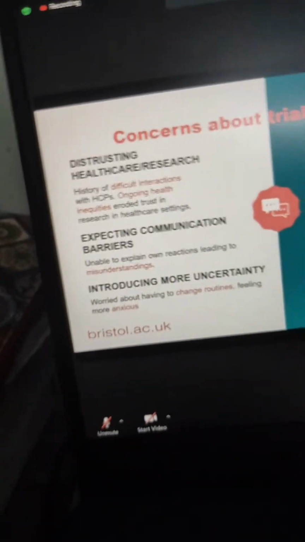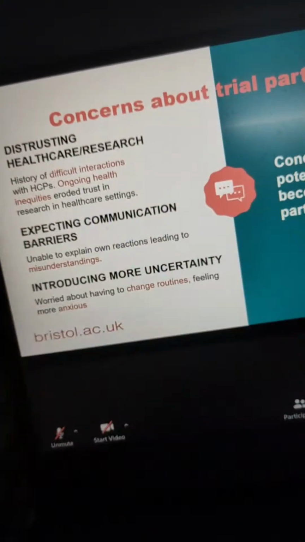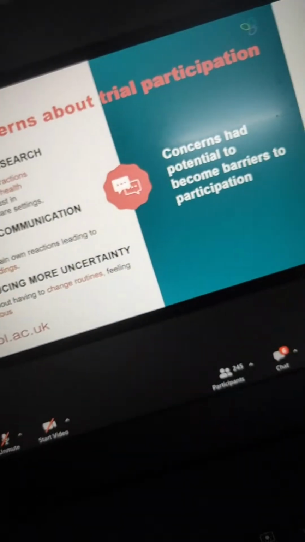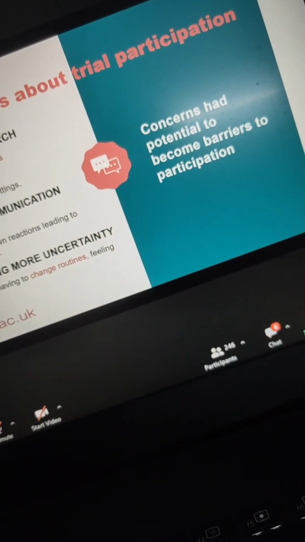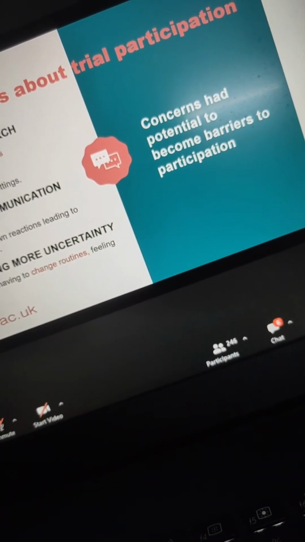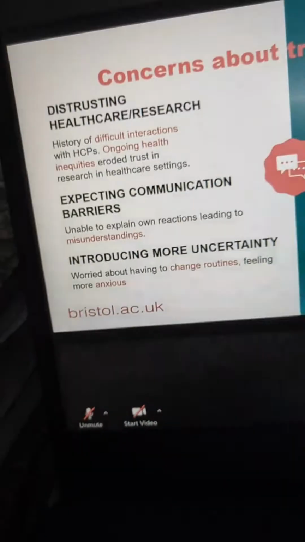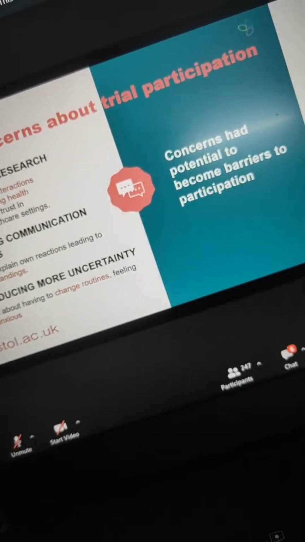But they did have some concerns about trial participation. There was a lot of distrust around healthcare, around research. Were they aiming to cure autism? There have been a lot of ongoing health inequities that eroded that trust. So that was still evident with the people that we talked to.